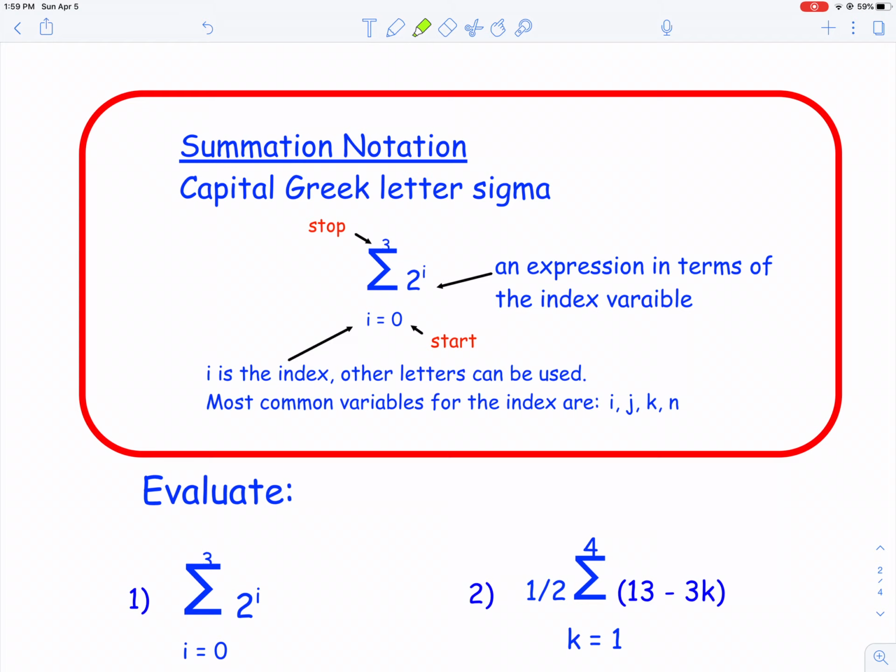So if you look to the right, this 2 to the I power, that's going to be your expression. Whatever's to the right of the sigma is going to be your expression. Underneath your sigma is whatever they want I to start. So they're telling you I is starting at 0 and I is going to stop at 3. You're not going to see the letter X. You're going to mostly see letters like I, J, K, and N, just so you guys are aware.